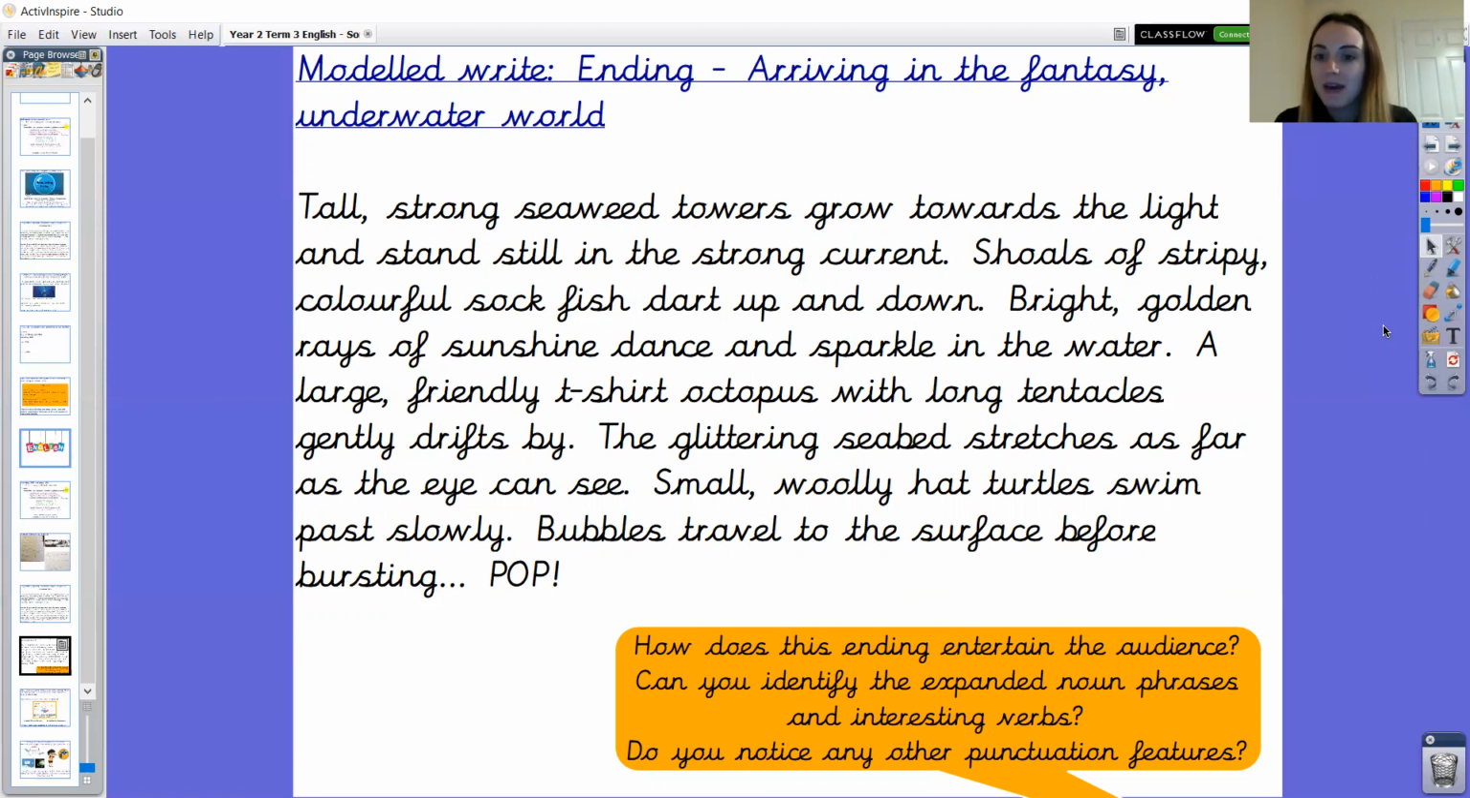The glittering seabed stretches as far as the eye can see. Small woolly hat turtles swim past slowly. Bubbles travel to the surface before bursting. Pop!